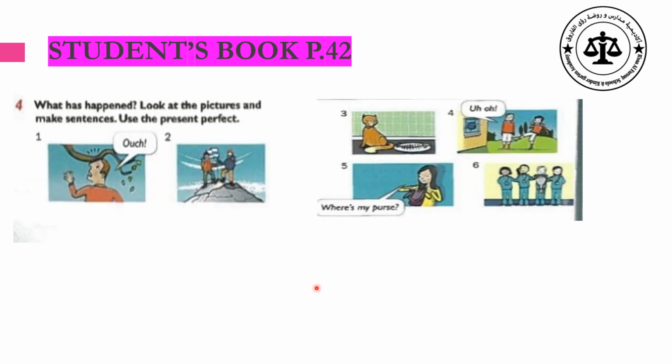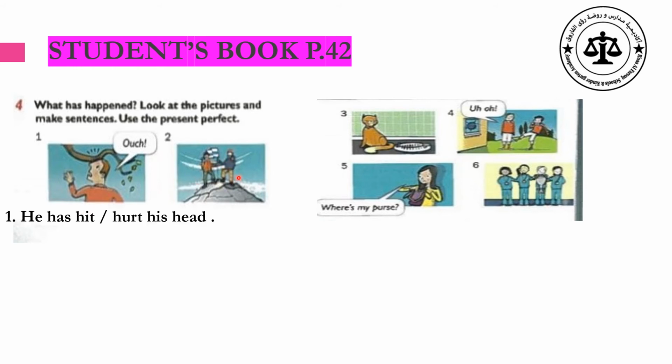Now question number 4. What has happened? Look at the pictures and make sentences. Use the present perfect. We want to make sentences according to these pictures, and we want to use the present perfect tense. You can write any sentence from your own ideas and I'll show you some possible answers. Number 1, look at the man. Yes, we can say he has hit or hurt his head.